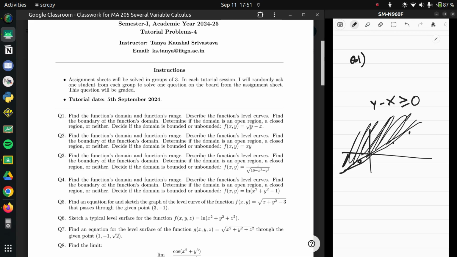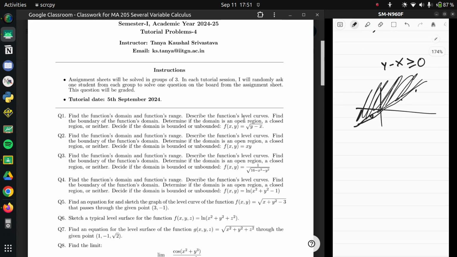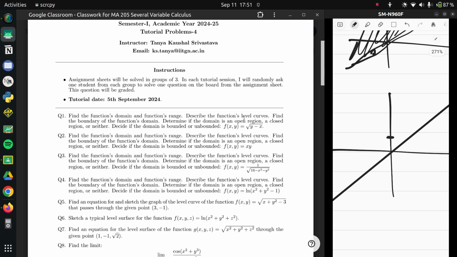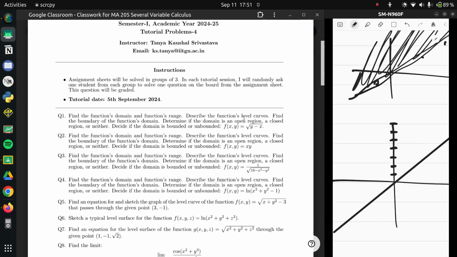So describe the function's level curves. It's the square root of y minus x, right? So for example, for z equal to 0, this will just be the y equal to x line. Then I'm just going to copy that in fact, and make some markings. So basically y minus x equal to z squared. So this is for z equal to 1, then for 2 it will be the square of that. So this would be 1, 2, 3, 4. So this is one value, this is the other value. 5, 6, 7, 8, 9. I suppose this is what the other value will be.